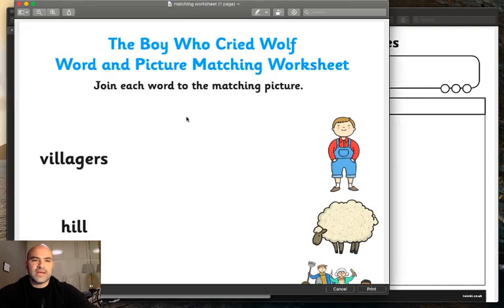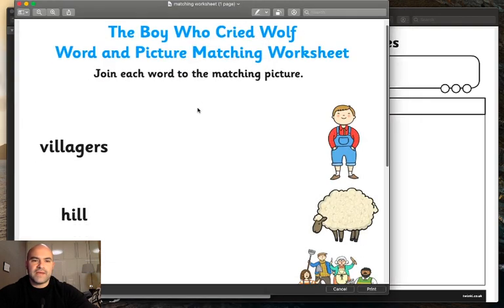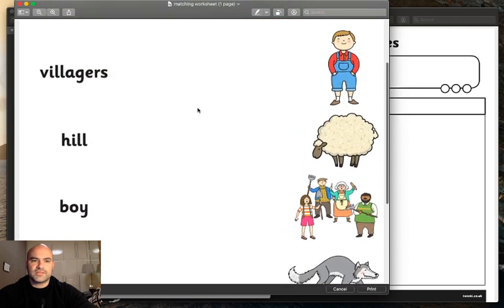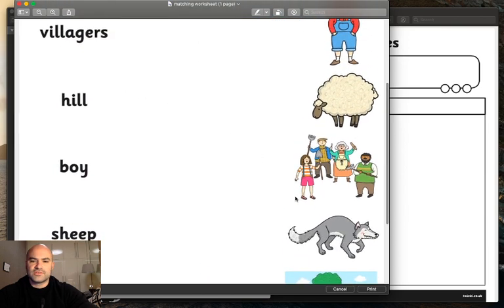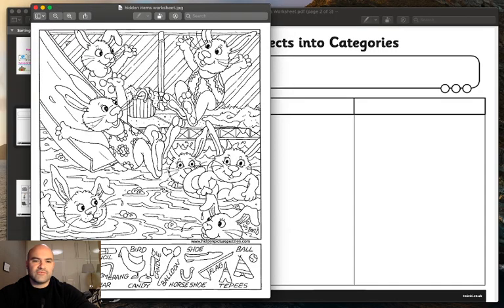And next we have a matching pictures worksheet. You guys know what to do. Villagers, there's the villagers, etc. You guys can do that. And then you have a fun one to do. I don't think you guys have done this one yet. So you guys can do that.